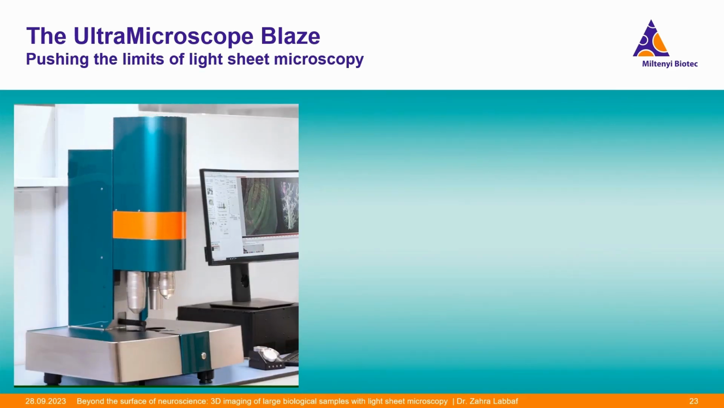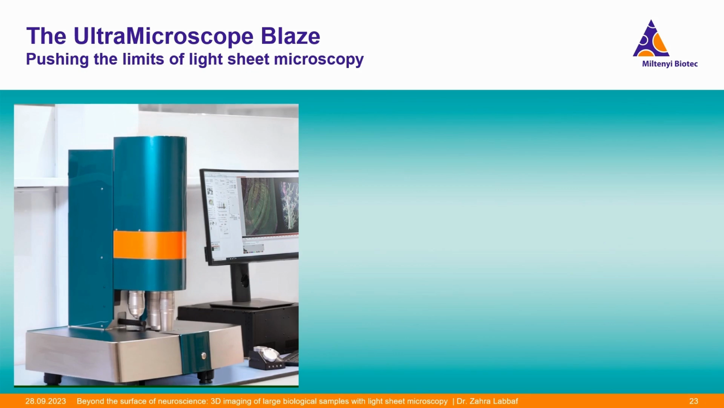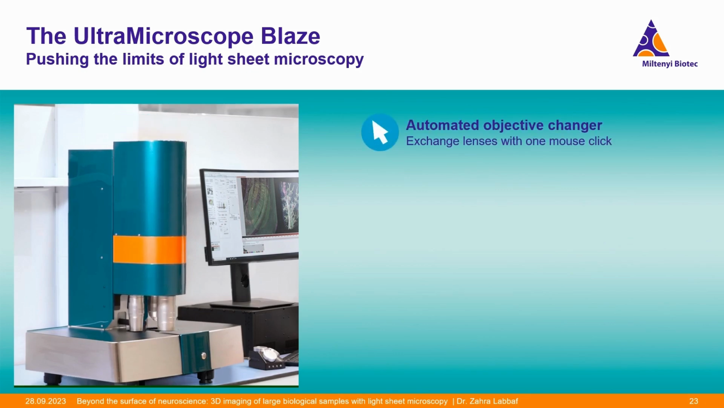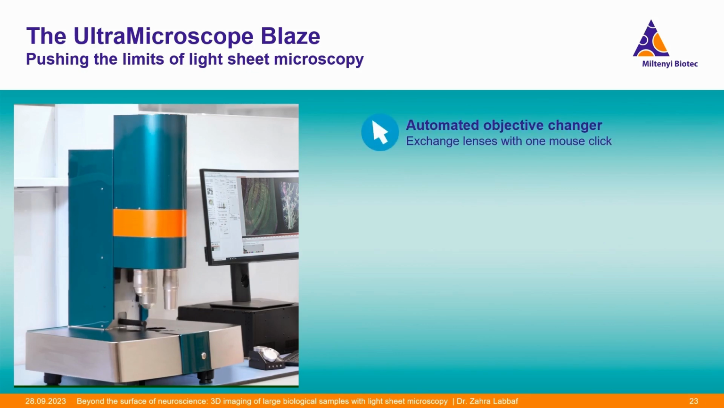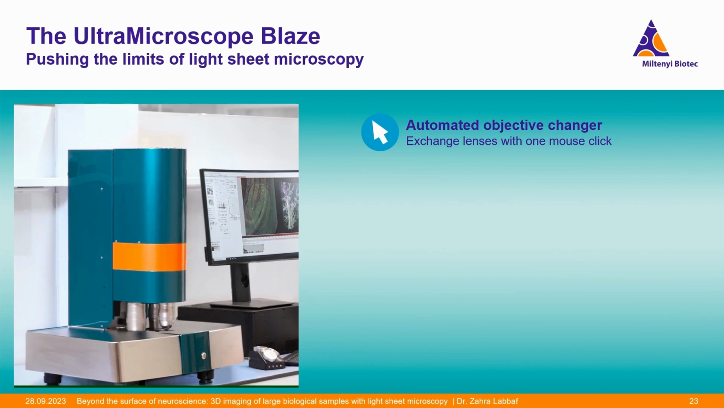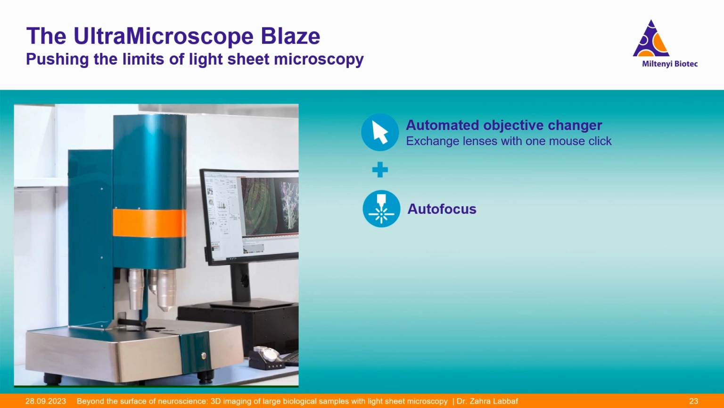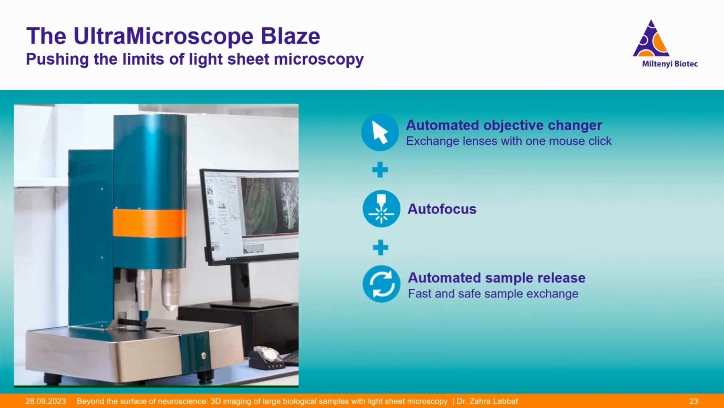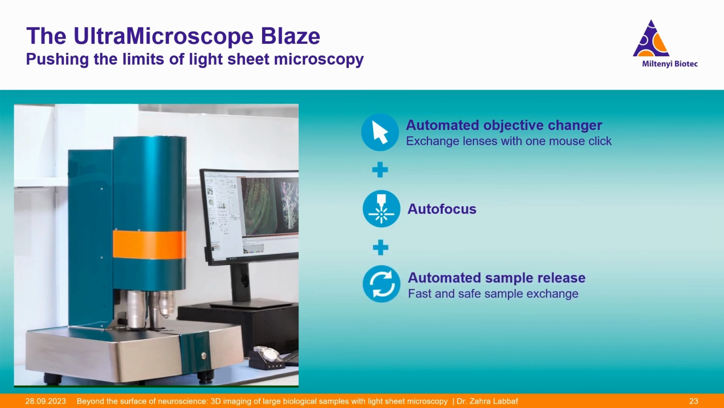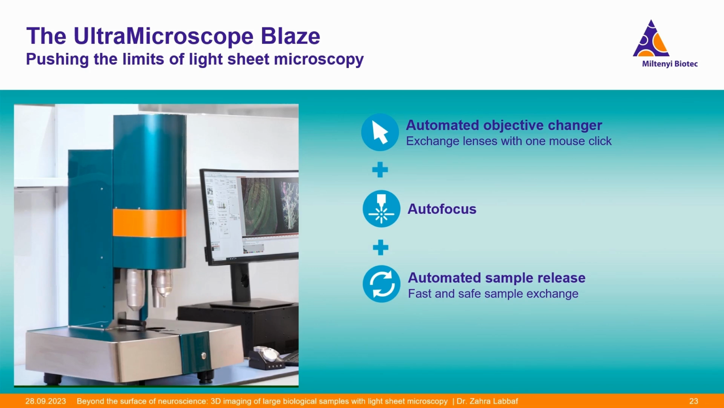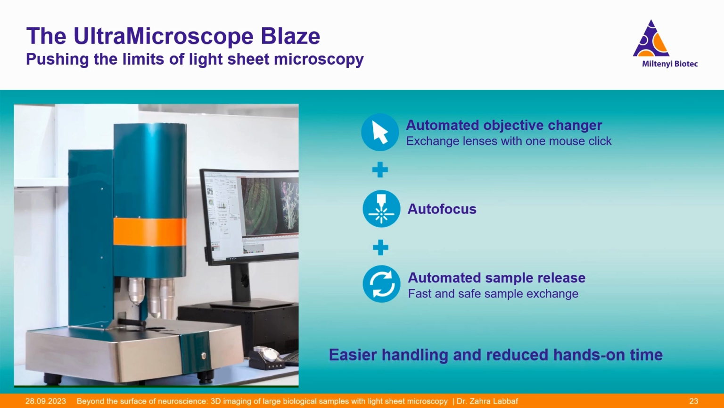One of the unique features of the UltraMicroscope Blaze is that it has an automated objective changer. So you can simply go from one lens to another and increase the magnification with just one mouse click. It also has an autofocus feature and an automated sample release, which allows for easy sample exchange. Overall, these features make the microscope easy to use and reduce the hands-on time, making sure that you would have a convenient imaging process.